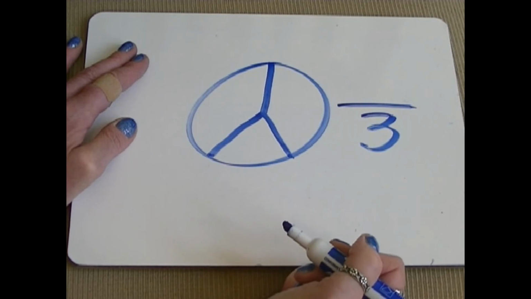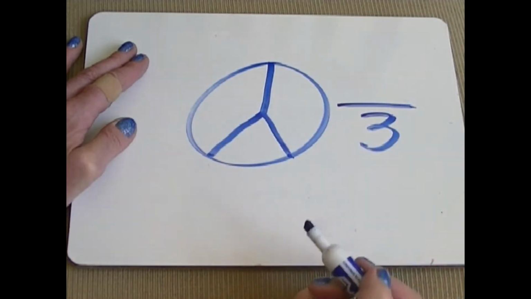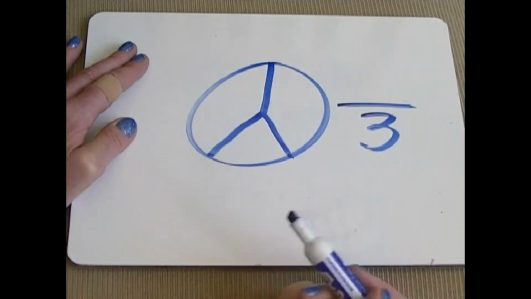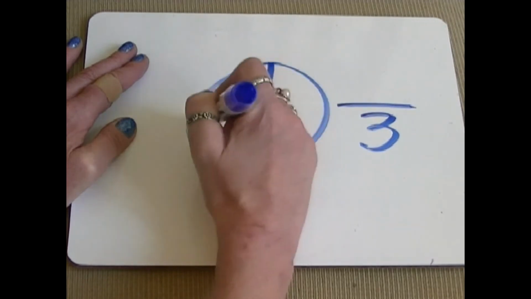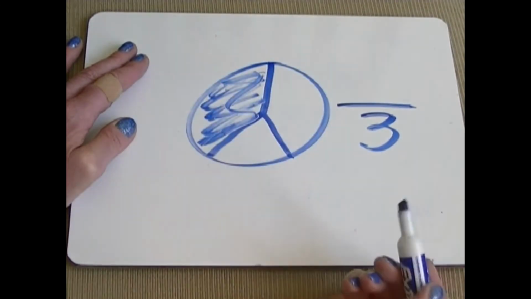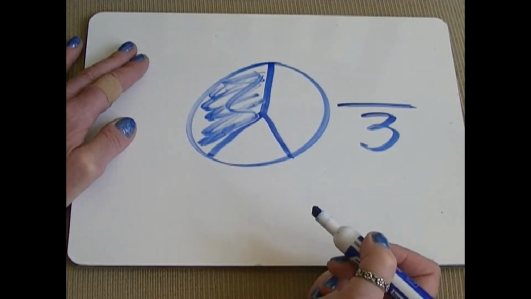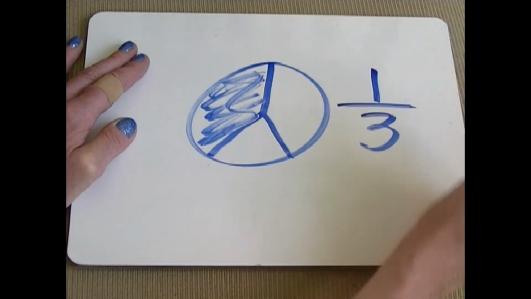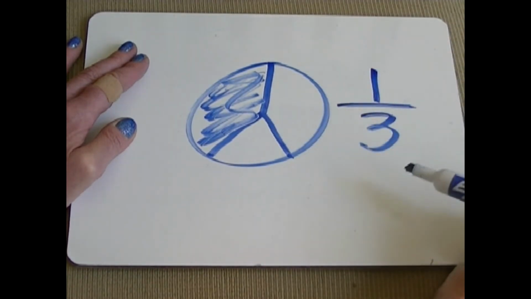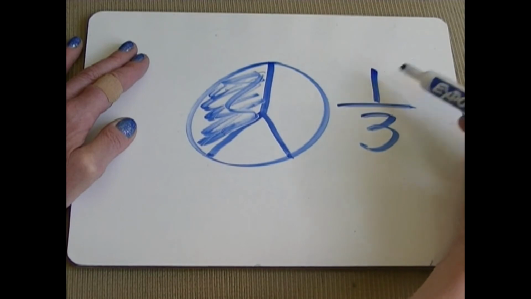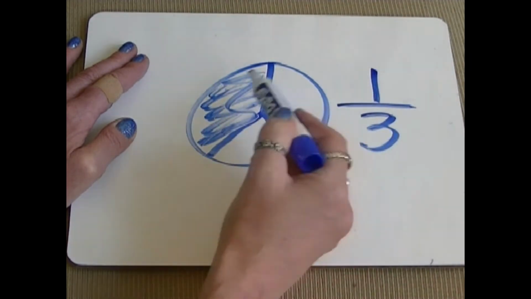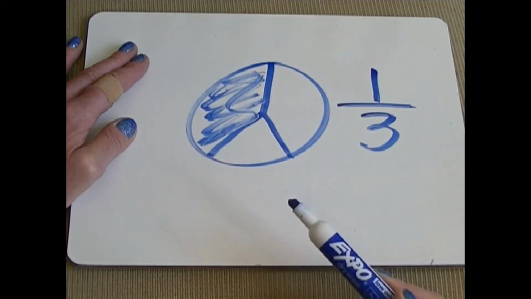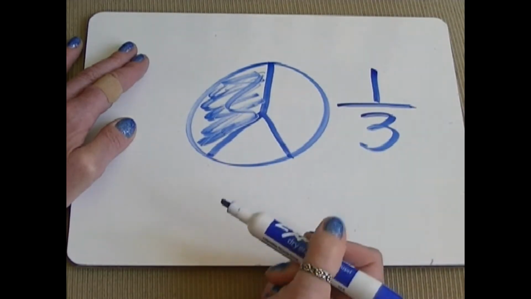Now, you just have to answer the questions that are asked about this particular shape that is cut into this many pieces. So let's say that somebody ate this much of the pizza. How much of the pizza is gone? Yeah, 1. 1/3 of the pizza. The numerator is 1 because that's how much is gone. The denominator is 3 because that's how many pieces there were all together when we started. 1/3 of the pizza is gone.